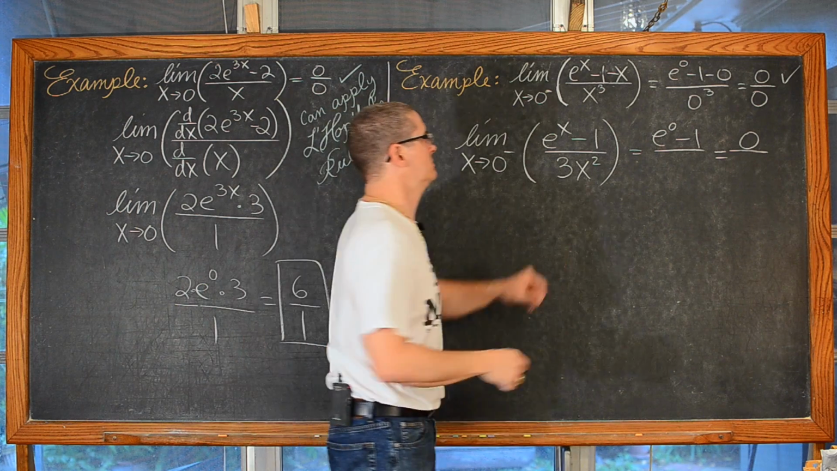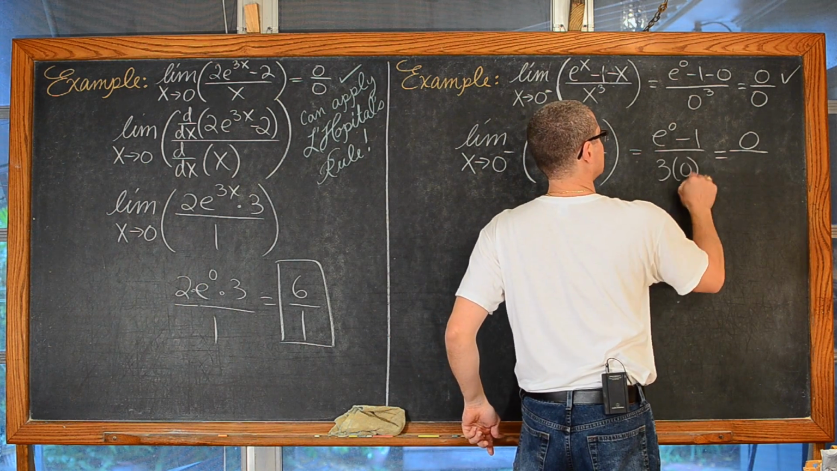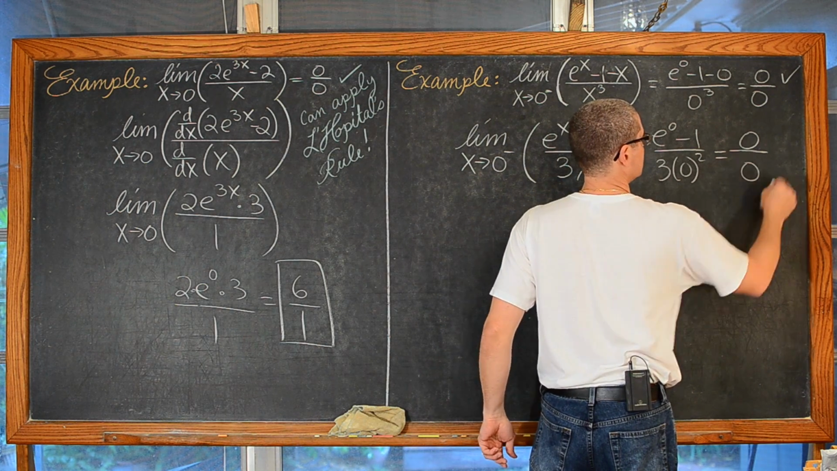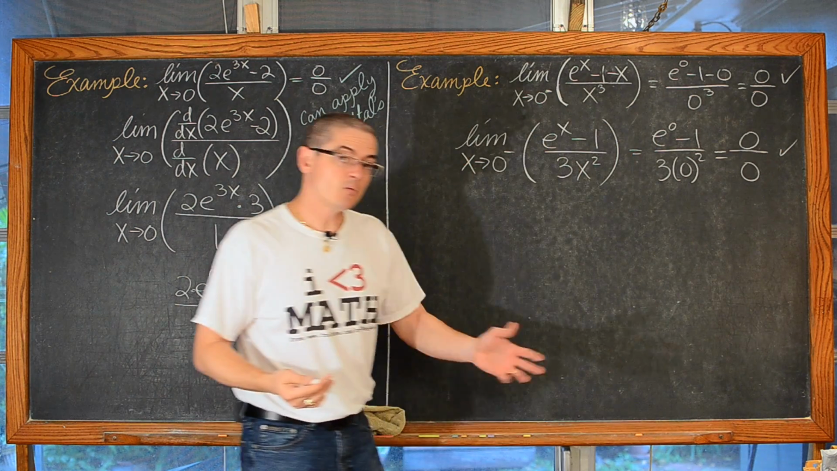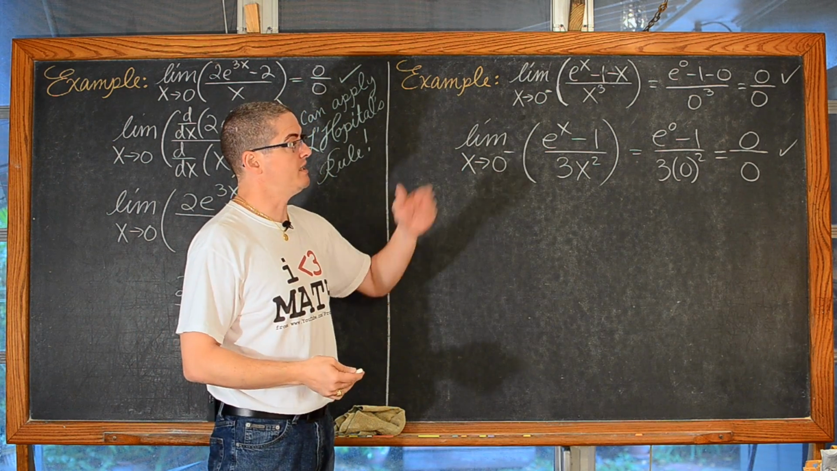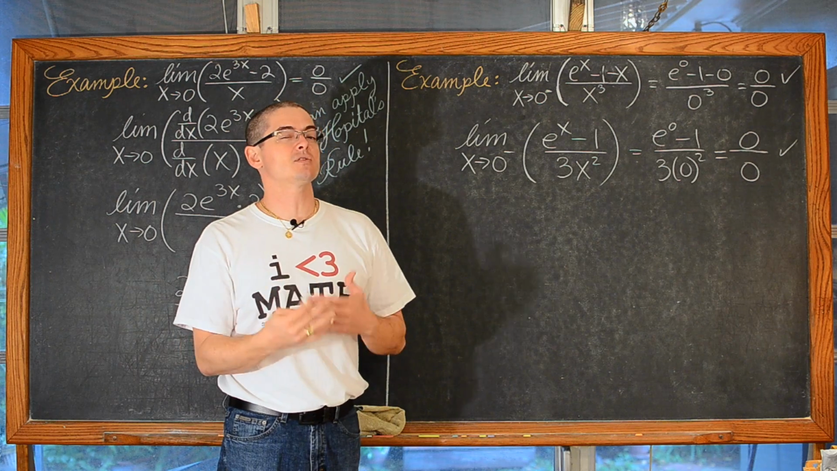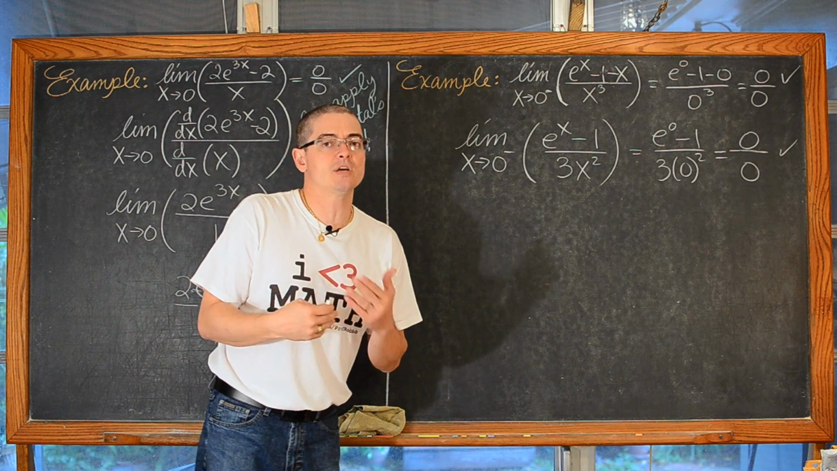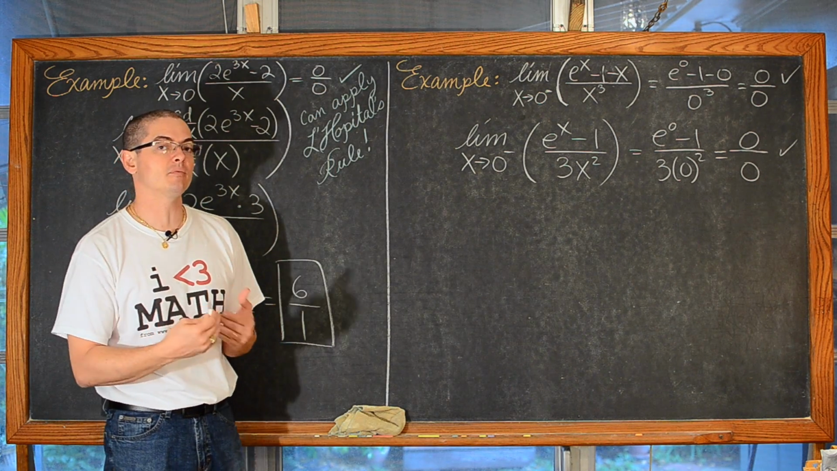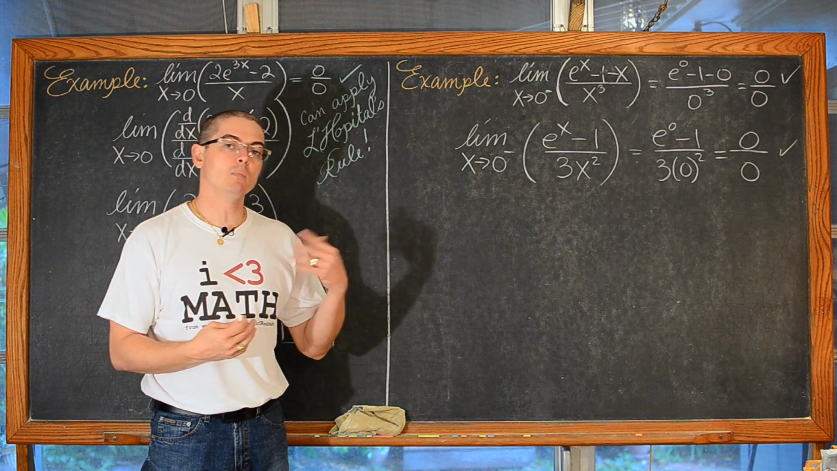3 times 0, which is, again, 0. So we applied L'Hopital's rule, but what we're seeing here is that you may not just be able to apply it once, but you might have to apply L'Hopital's rule multiple times.